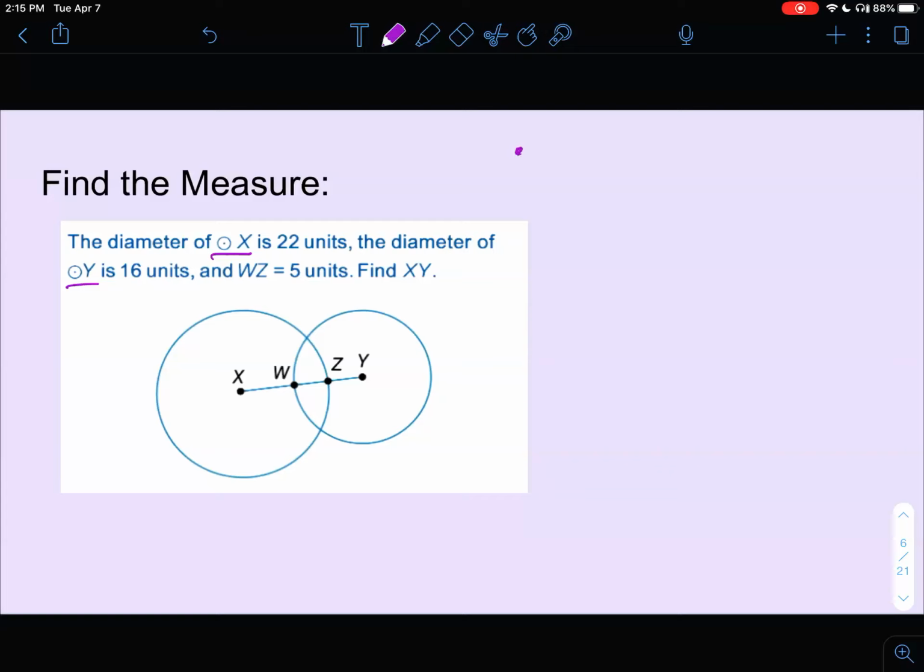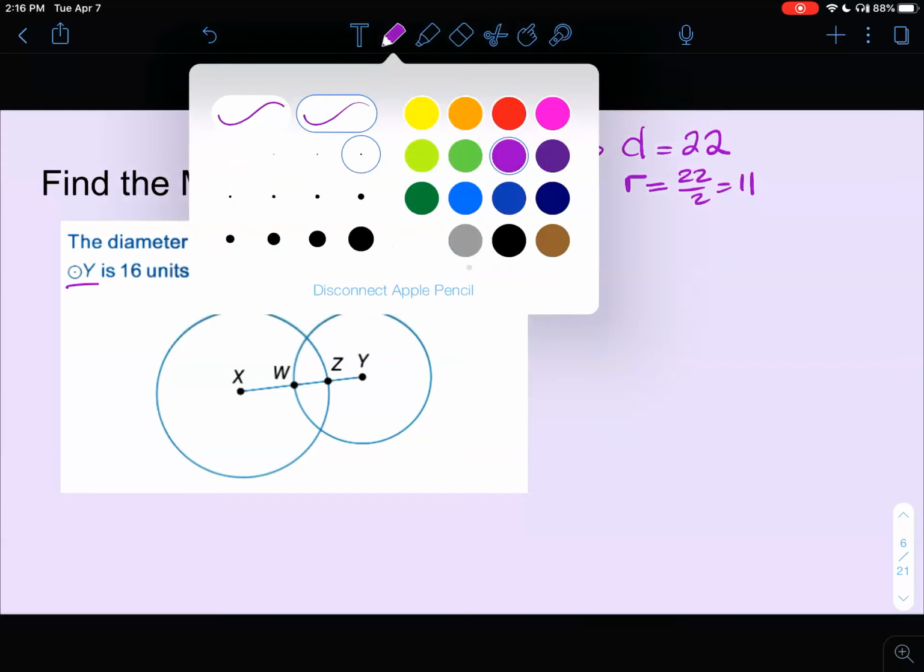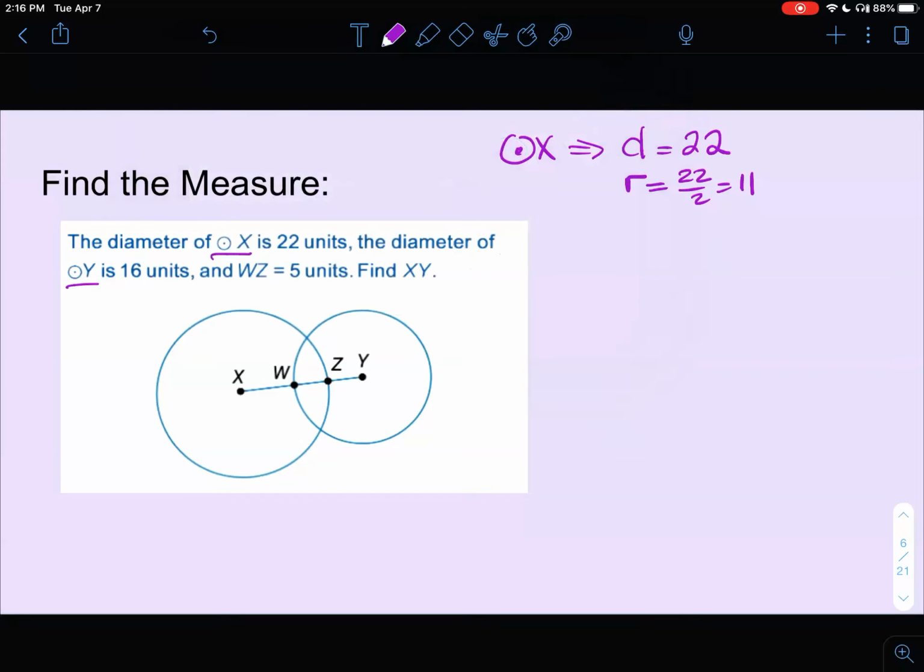So I'm going to write this out at the top here. So circle X has a diameter of 22. So very quickly we should recognize, well, if my diameter is 22, then my radius must be half of that, which is 11.